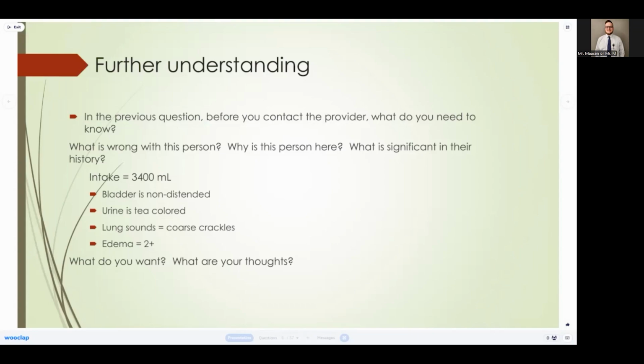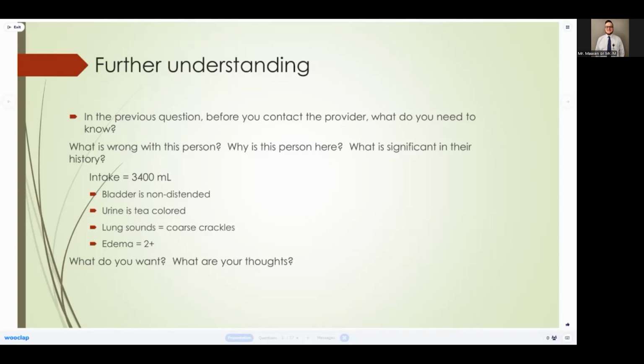So before contacting a provider is the right thing to do, but okay, let's think about this, right? Before contacting a provider, what do you need to know? What else is wrong with this person, right? So what's their current situation, the reason they came in, so their admitting diagnosis, what brought them here, and then what's their past medical history? We know they have an infection, that's what brought them here. What else is going on, right? What other things do they have a history of? Do they have a history of bladder or kidney trouble? What else is going on?